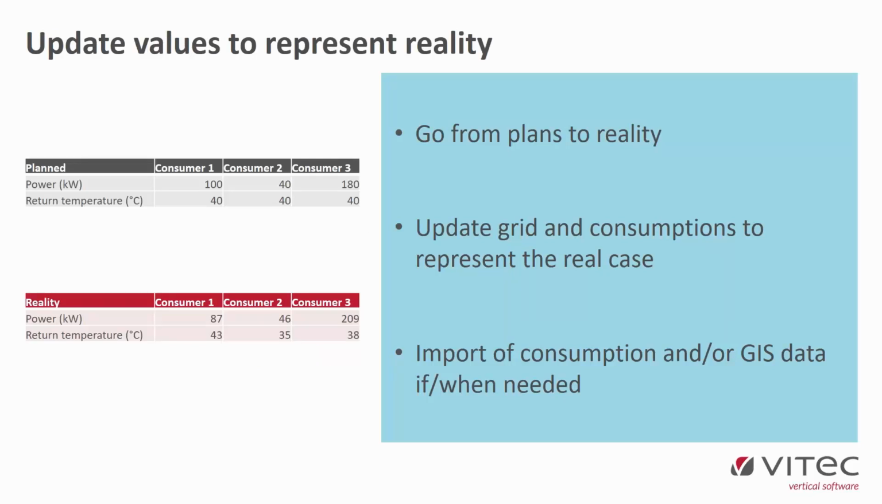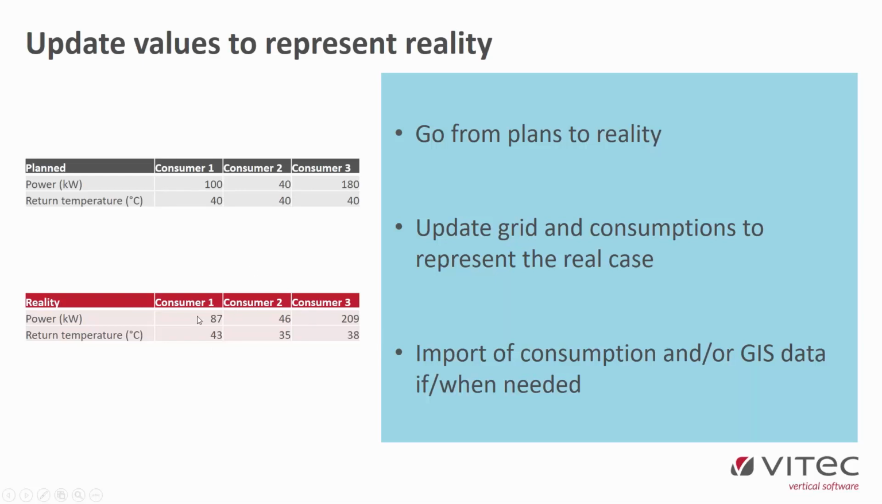So what we want to do first is update values to represent our reality. So when we go from ComSoft, we get some values which are either measured or guessed or estimated. So we get some rough values of what's going on, but when we actually deploy our grid, we usually get a bit of a different set of numbers.